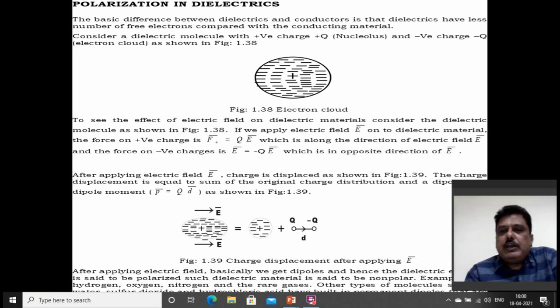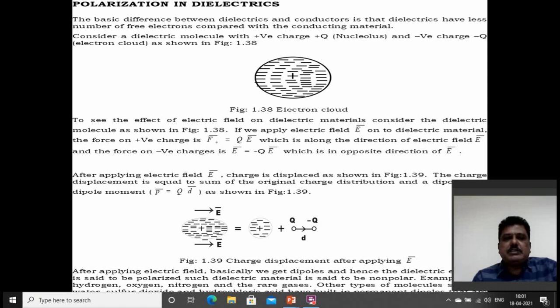If we apply electric field E bar onto the dielectric material, the force on the positive charge is F bar plus equal to Q E bar, which is along the direction of electric field E bar, and the force on the negative charge is F bar minus equal to minus Q E bar, which is in the opposite direction of E bar. After applying electric field E bar, the charge is displaced as shown in the figure.